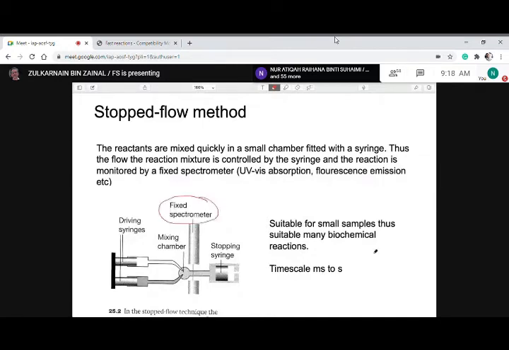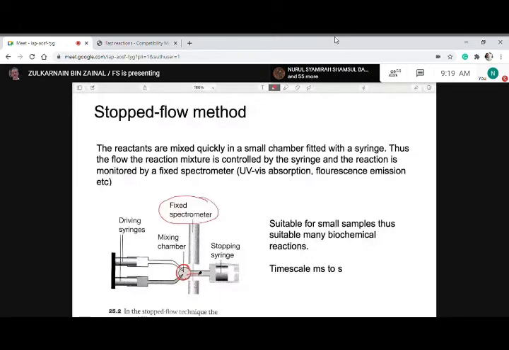Okay, so then the reaction occurs. After the reaction occurs, everything else is the same; the reactant becomes the product. The reaction can then be monitored by the fixed photometer, which is placed close to the mixing chamber.